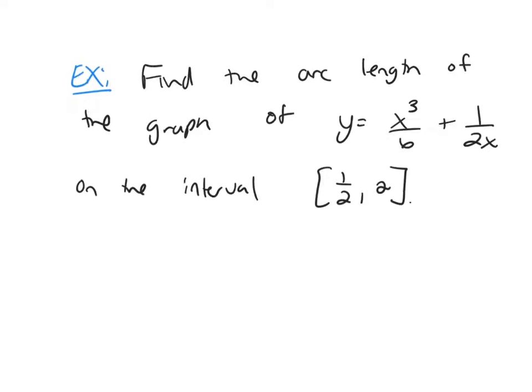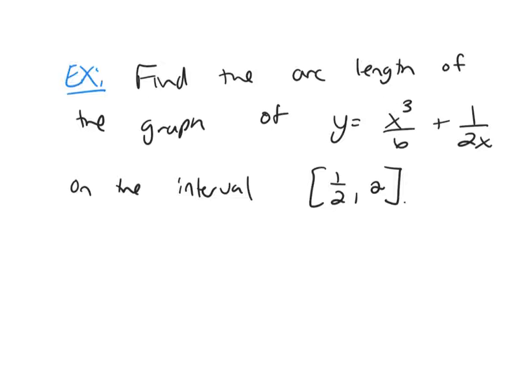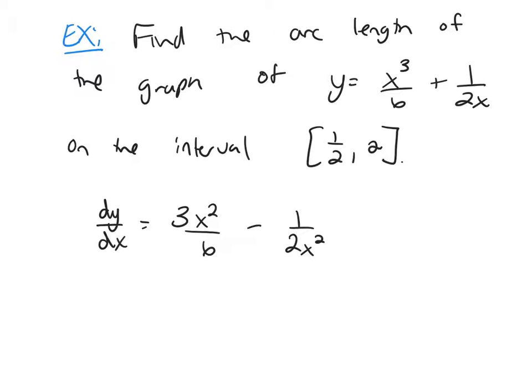So the first thing you're going to do is take the derivative of your function, because you're going to need that in your arc length formula, dy/dx. Use your power rule. Minus 1 over 2x squared. And I can pull out a 1/2 out of here: x squared minus 1 over x squared.